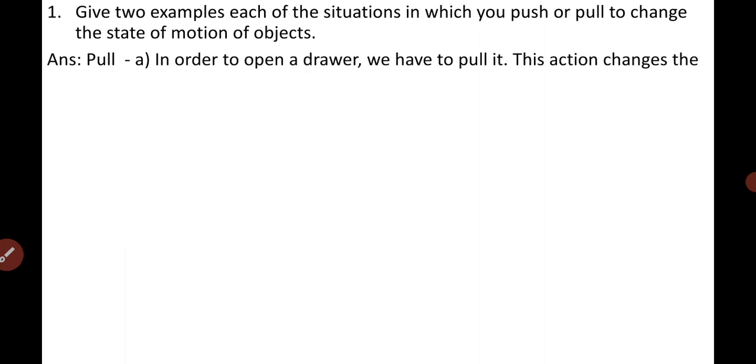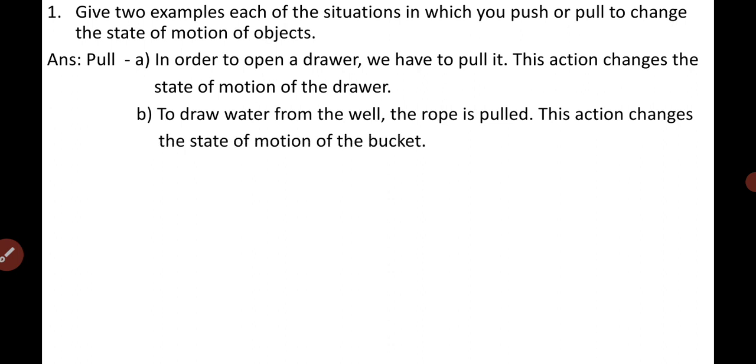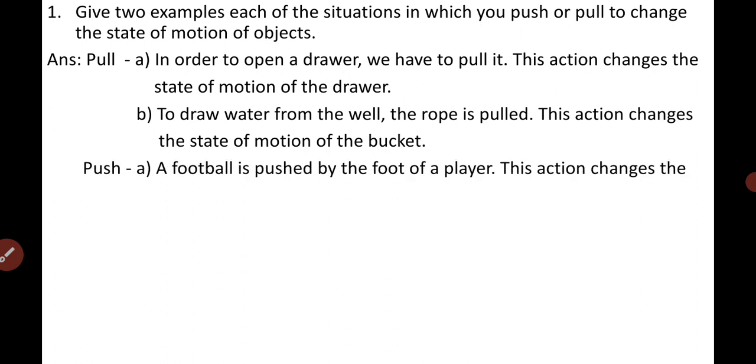So for the answer for pull, you write, in order to open a drawer, we have to pull it, right? And this action changes the state of motion of the drawer. Next, to draw water from the well, the rope is pulled, and this action changes the state of motion of the bucket. Okay? For push, you have to write, a football is pushed by the foot of a player, and this action changes the state of motion of the ball.